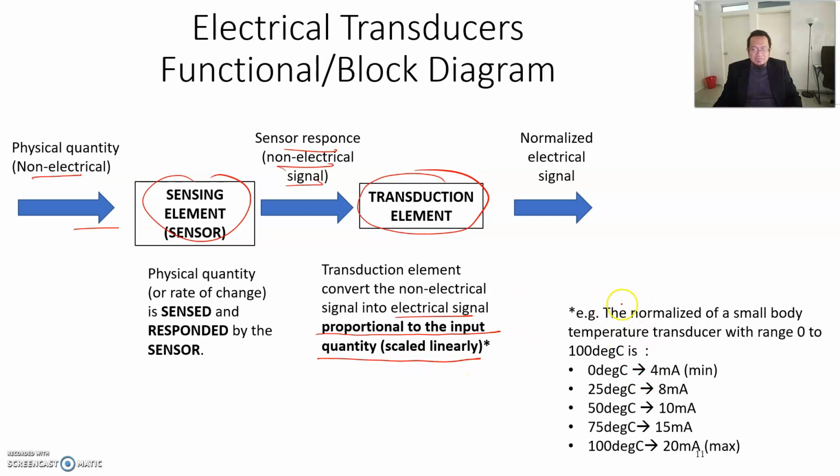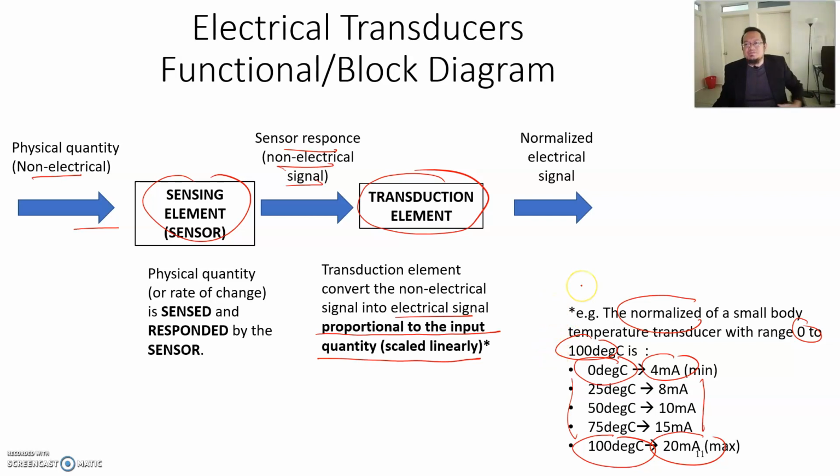For example, when you say normalize here, let's say I take a temperature transducer which measures 0 to 100 degrees Celsius. This transducer will produce an output in such a way that if the temperature is 0 degrees, the output will be, let's say, 4 milliamp. And if the temperature is 100 degrees, then the transduction element will produce 20 milliamp. In between, it will produce anything between 4 and 20. You understand? It's not very difficult.